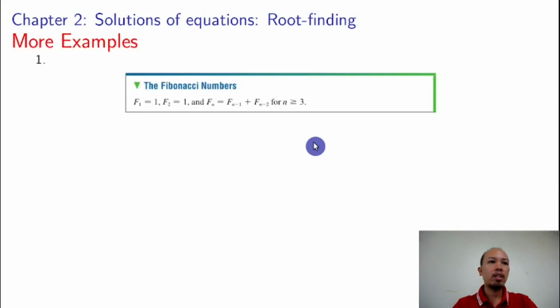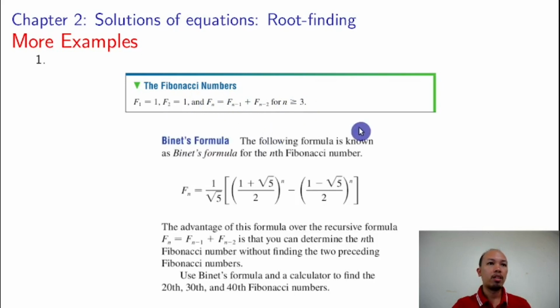Okay, let's have more examples. We have Fibonacci numbers. This is not the closed form because it involves an infinite number of operations. Remember that our n is greater than or equal to 3, and this will move on forever. So what we will do is to have a closed form, and this is the closed form of the Fibonacci number.